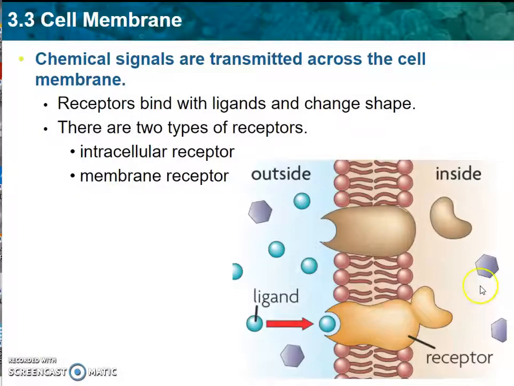And then there are membrane receptors. These proteins are embedded in the cell membrane itself. The ligand will bind directly to it. Oftentimes you'll see the ligand bind here, which allows this side to open up.